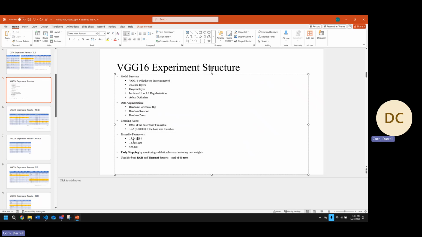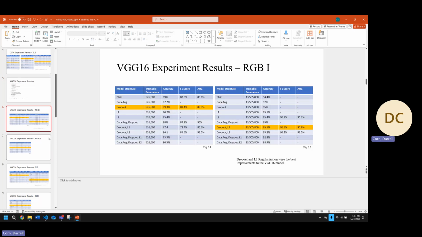But the three amounts of parameters that I tested was a fully trainable base layer, which led to about 15 million parameters, a partially trainable base layer, which is about 13.5 million parameters, and then a fully untrainable base layer, which only had 500,000 trainable parameters. So all of these tests combined for the RGB and thermal data sets was about 60 different tests. And the results of this are displayed here.